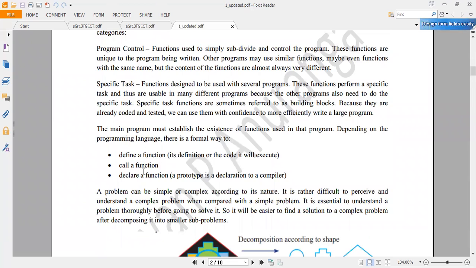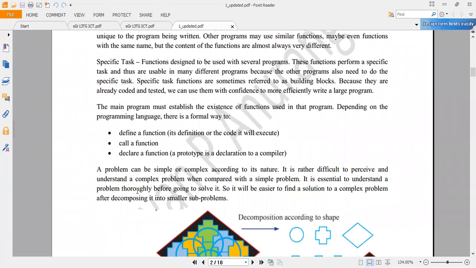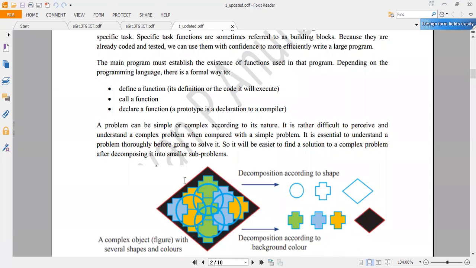The main program must establish the existence of functions used in that program, depending on the programming language. There is a formal way to define a function, call a function, and declare a function. In later lessons, we will write some functions, define functions, call functions, and declare functions. Modularization is very helpful for code reusability, and it prevents code rewriting.